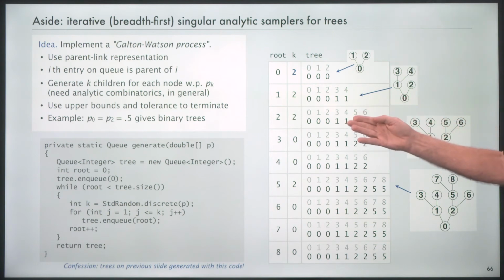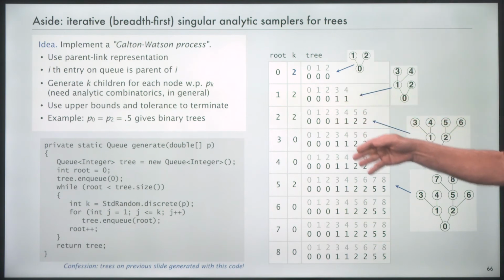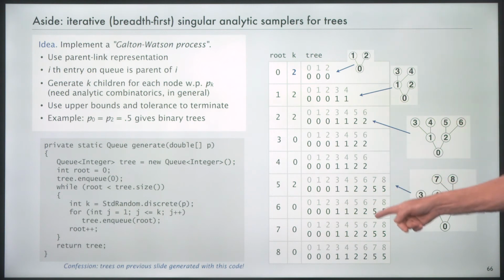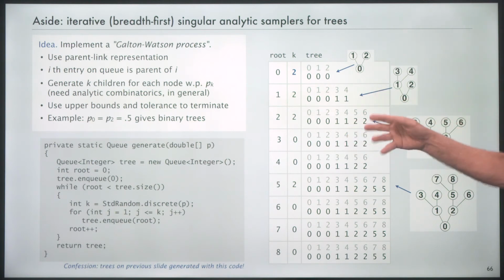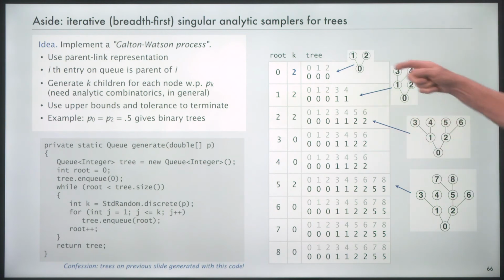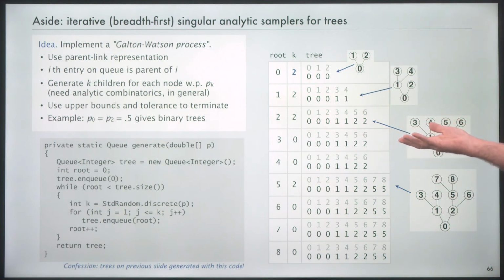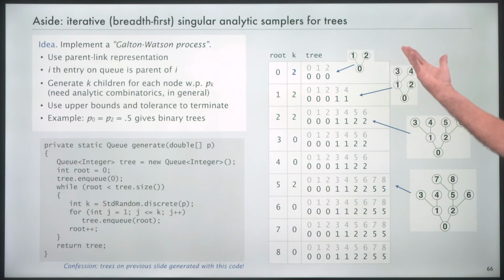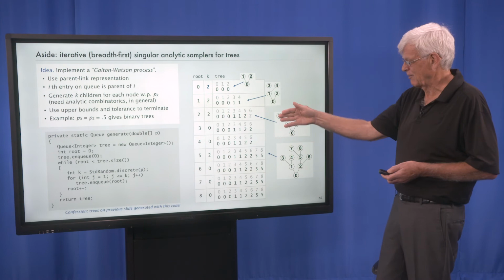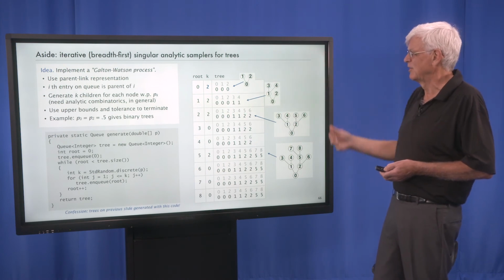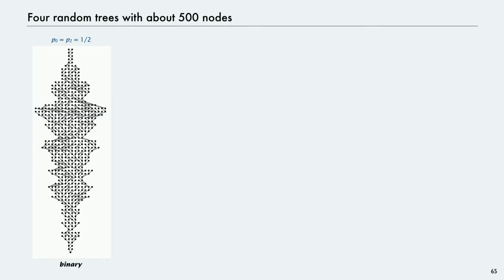So we start with a queue, and we put 0 on it. And as long as we're not done, we're done when we're past the size of the tree. We have no more nodes to deal with. We generate K, the number of children to put on, according to the discrete distribution, like the one that I gave, P0 and P2 equal to a half, and then just put the current thing on the queue. That's it. Extremely simple program. In fact, I have to confess, I generated all the trees on the previous slide with this code. That's what these probabilities are.